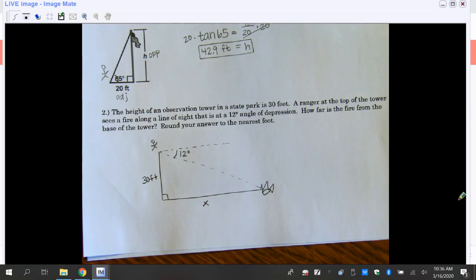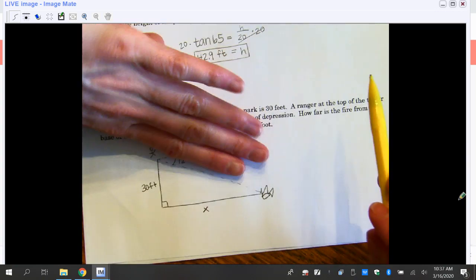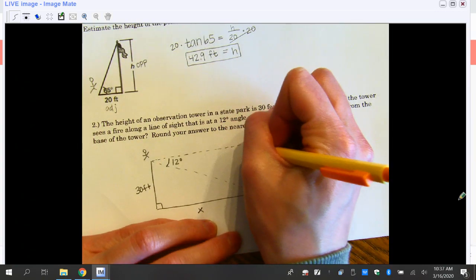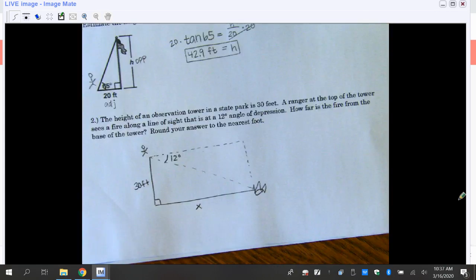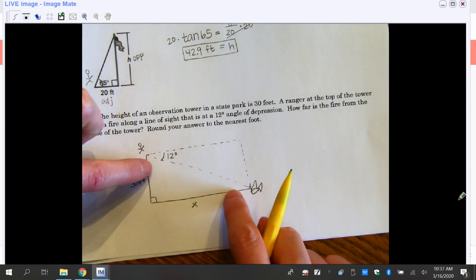All right, so now I have to think about what I know. Well, I know that this angle is 12 degrees. So I don't really know the angles in here. Okay, so we've got a couple options. If you think about what you created, why don't you take a second, pause the video, and see if you can figure out what either of these two angles are in the triangle.